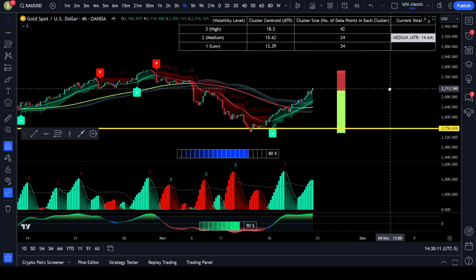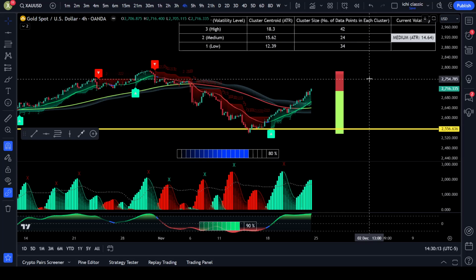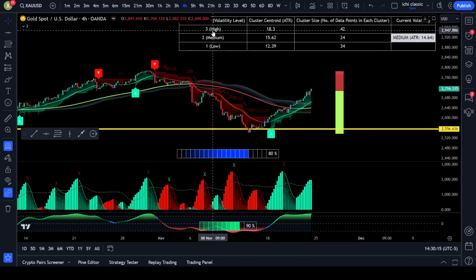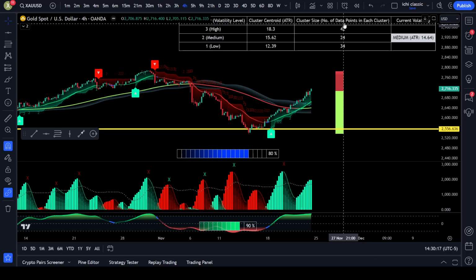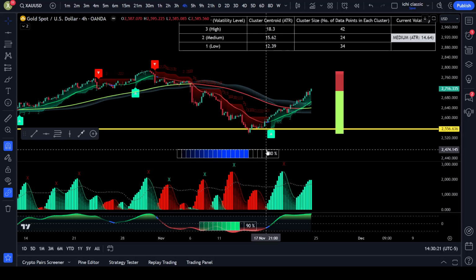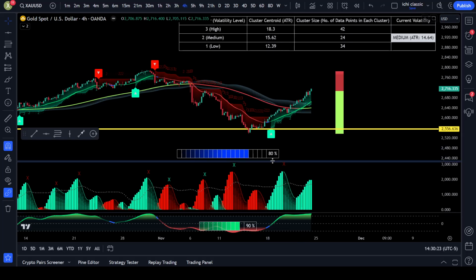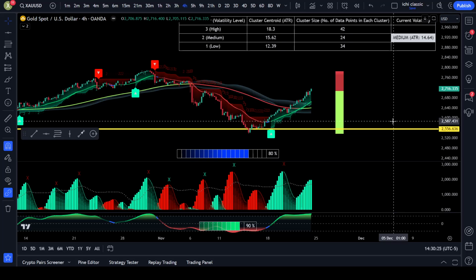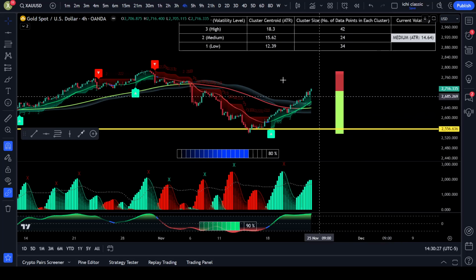First things first, on the 4-hour chart, we have volatility 3, which is the highest number. So obviously it is 80% bullish on our chart.